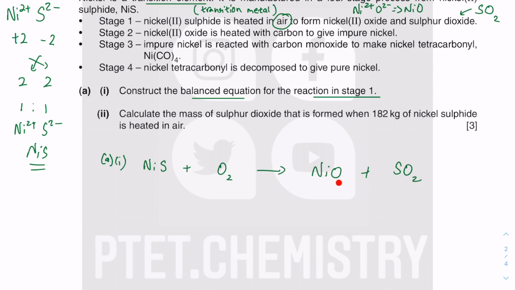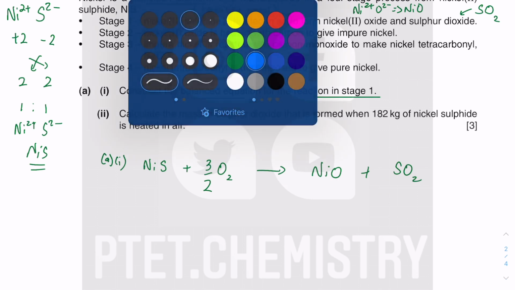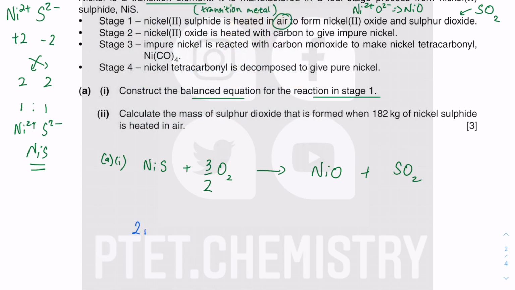2 and 1 there. So altogether there are 3 oxygen atoms. I need 3 oxygen atoms there. So what I could do is 3 over 2. Some people really don't like fractions. If you don't like fractions, you can multiply 2 throughout.